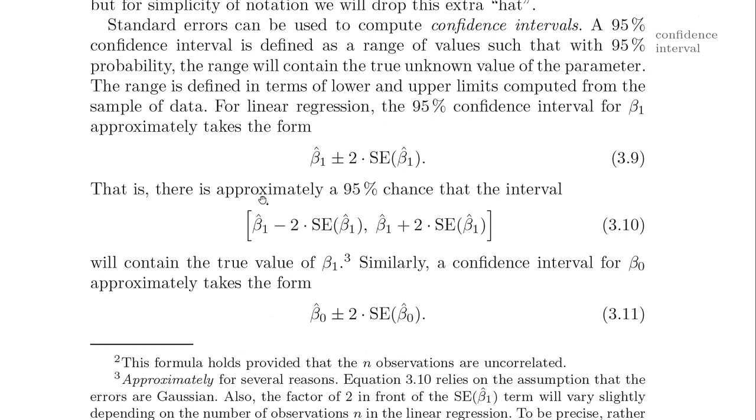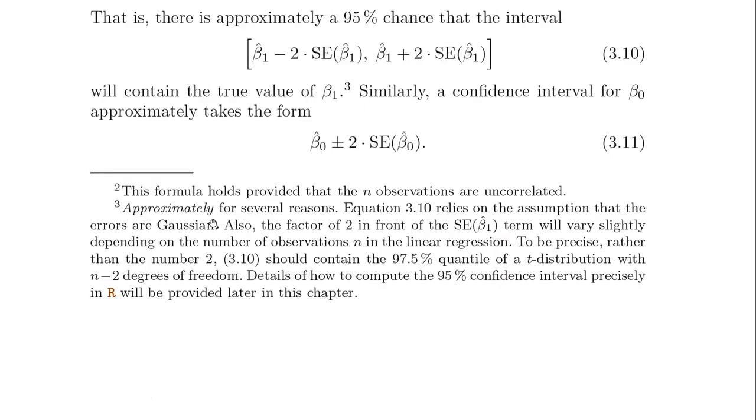That is, there's approximately a 95% chance that the interval, this over here, are we familiar with this notation? This is square bracket notation. This is just representing an interval. It just means from this number to this number, okay? They've taken the plus or minus, gone to the left, gone to the right, will contain the true value of beta 1.